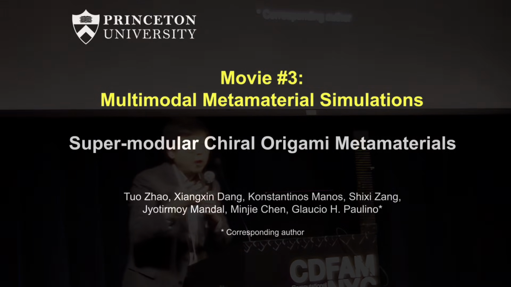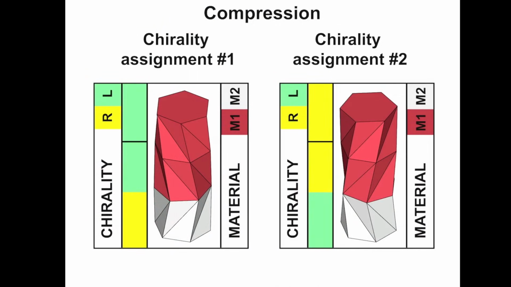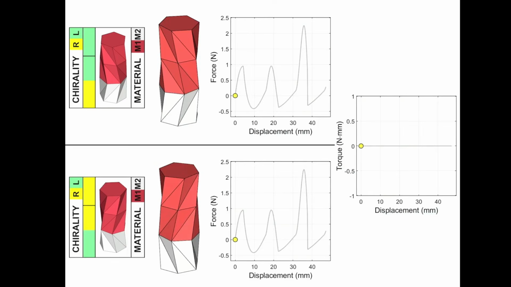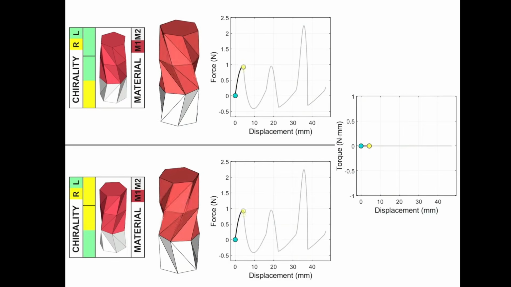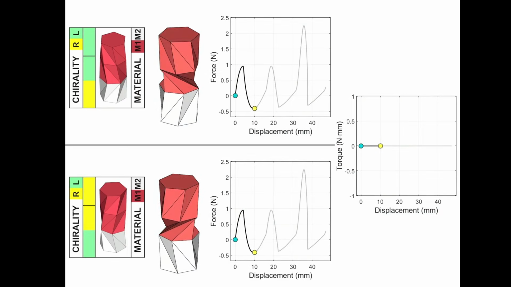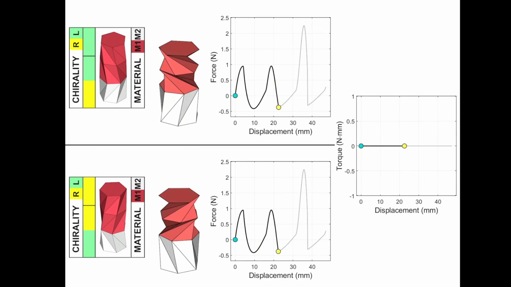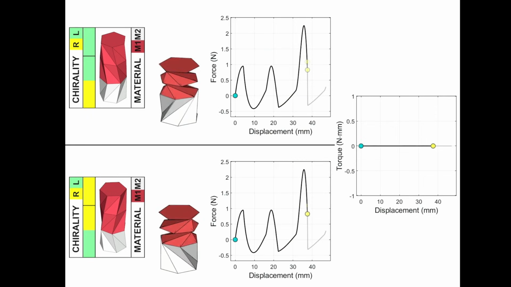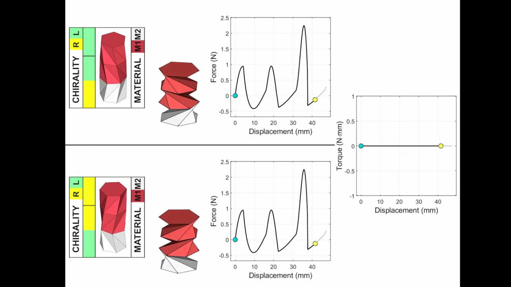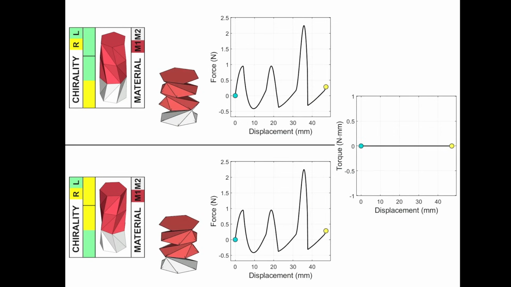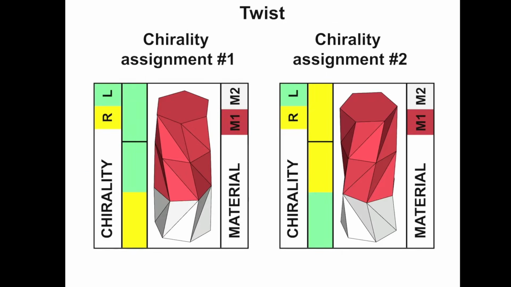In the simulation, we also implement these two types of boundary conditions. One is compression with free rotation. In this case, the chirality of the unit cell doesn't matter because we only compress it and then freely rotate. And the chirality in general relates to the twisting direction. So this is the simulation result. We can also get this bistable, multi-stable behavior with different peak forces.